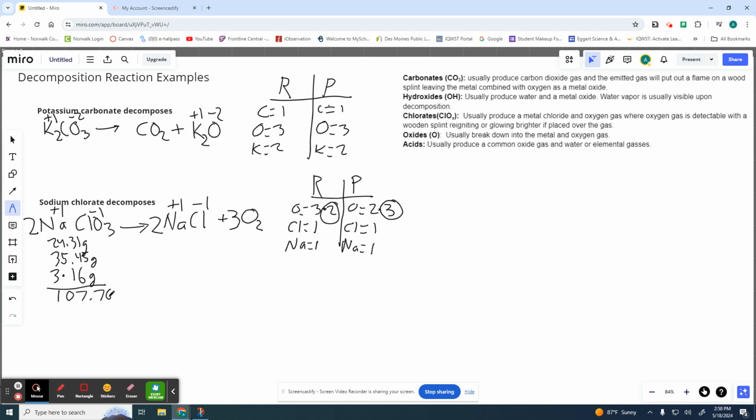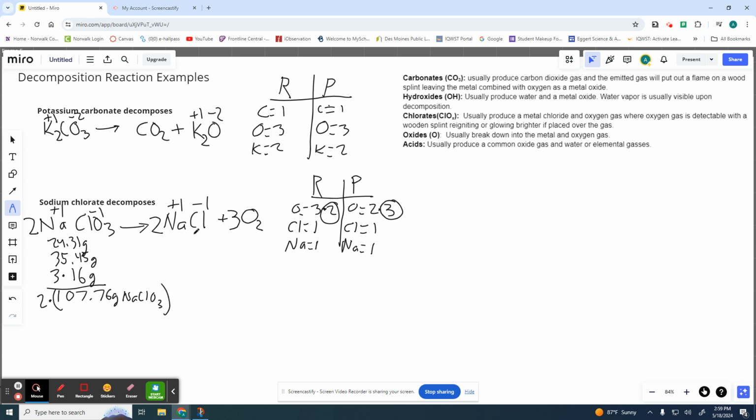107.76 grams of sodium chlorate in the reaction. But we also need to put the 2 out front for the coefficient and take it times 2. So we're going to use this whole package times 2 in our unit multiplier as needed.